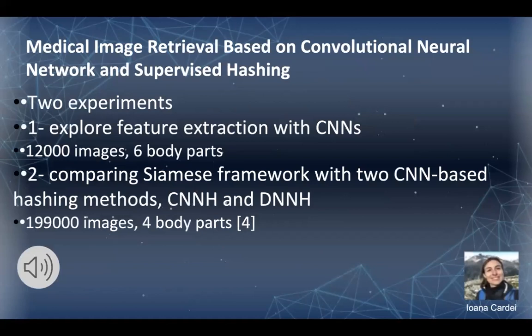This research paper conducted two experiments. The first was to explore feature extraction with CNNs. 120,000 images of 6 different body parts were used. The second experiment was to compare the Siamese framework, which is proposed in this research paper, with 2 other CNN-based hashing methods. 199,000 images of 4 different body parts were used for this experiment.